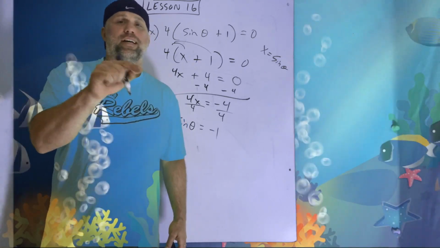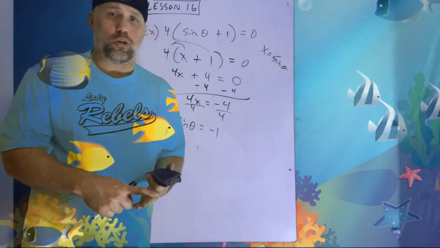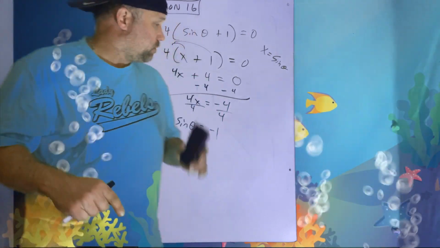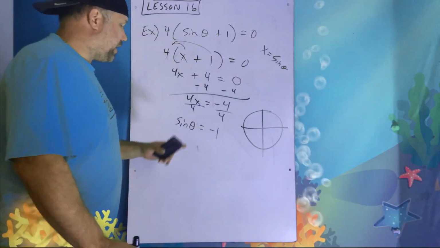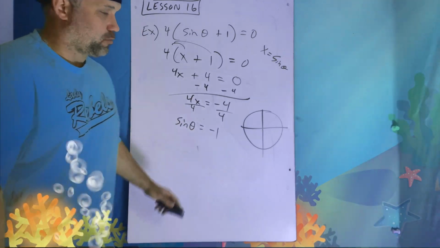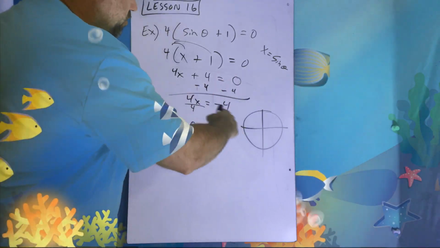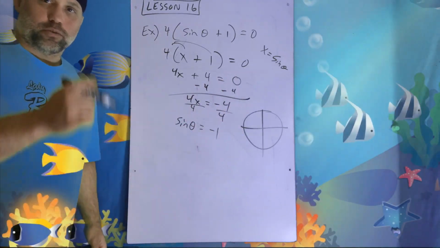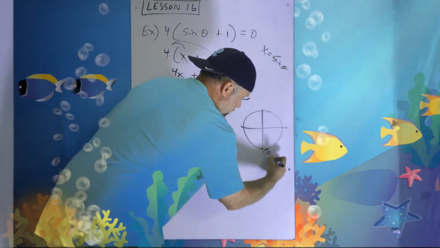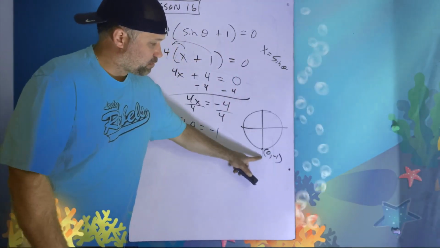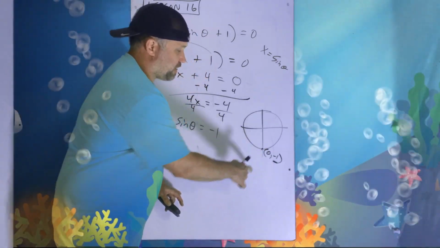Where would we find that angle? Anytime we're dealing with 1, negative 1, and 0, we're looking on the unit circle. So let's go to the unit circle and figure out what angle has a sine of negative 1. Remember, sine is your y value. What angle on the unit circle has a y value of negative 1? That's going to be right down here because the coordinates are 0, negative 1 when you're down here, and there's your sine value. This is 270.